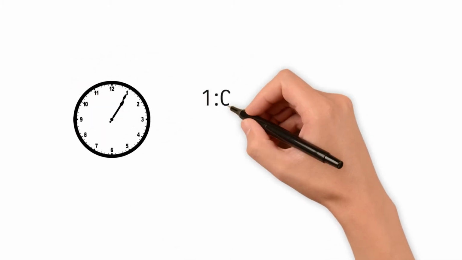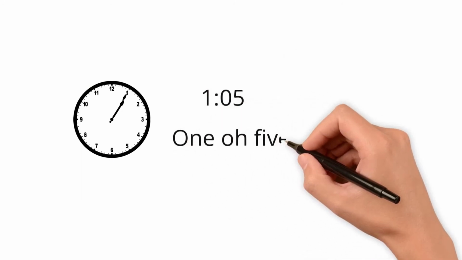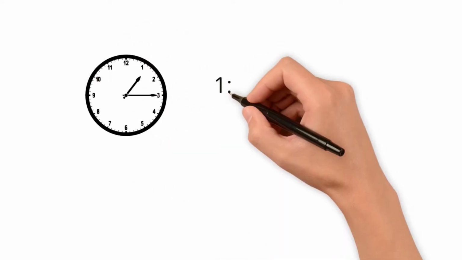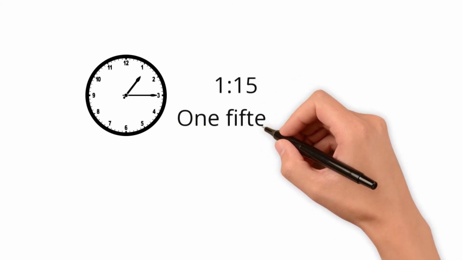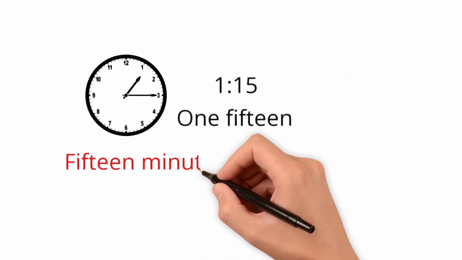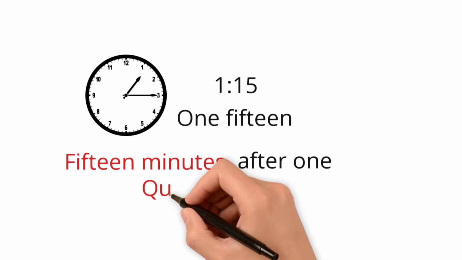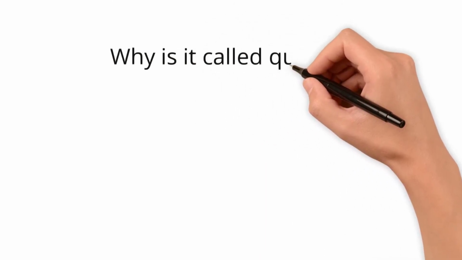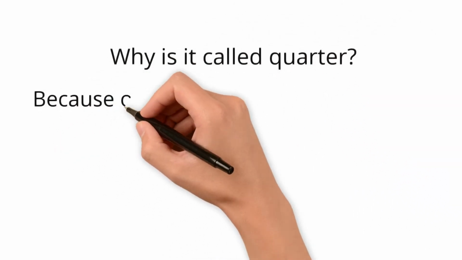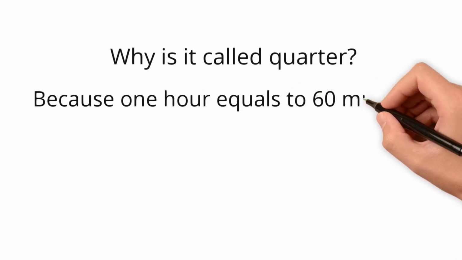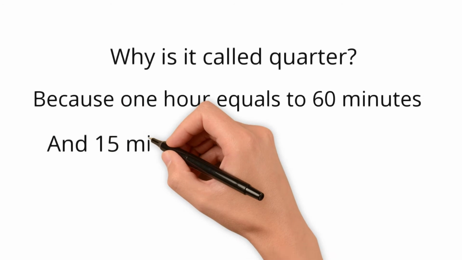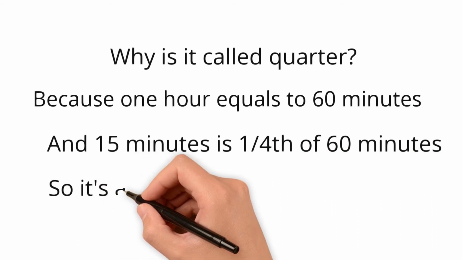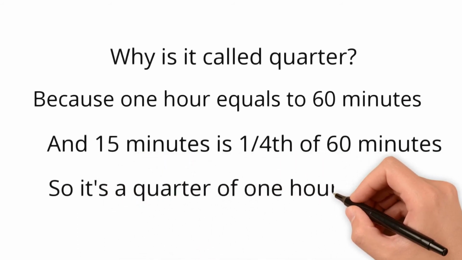It is 1:05 or it's 5 after 1. It's 1:15 or 15 minutes after 1 or quarter after 1. Why is it called quarter? Because 1 hour equals 60 minutes and 15 minutes is 1/4 of 60 minutes. So it is a quarter of 1 hour.